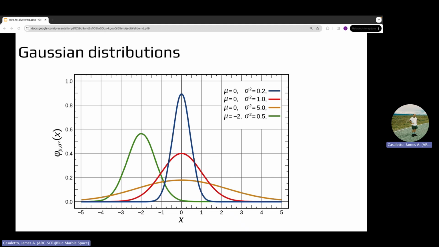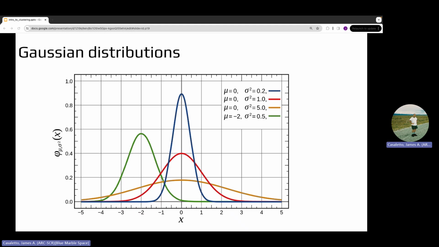Gaussian distributions, also known as normal distributions, are statistical distributions which are parameterized by their mean and variance. Different values of the mean and variance give rise to different shapes of the normal distribution. In this slide, there are 4 normal distributions shown. The blue curve, for example, has a mean of 0 and a variance of 0.2.